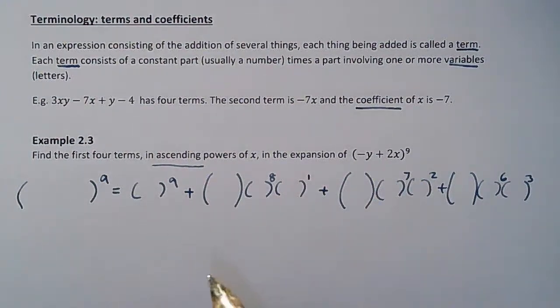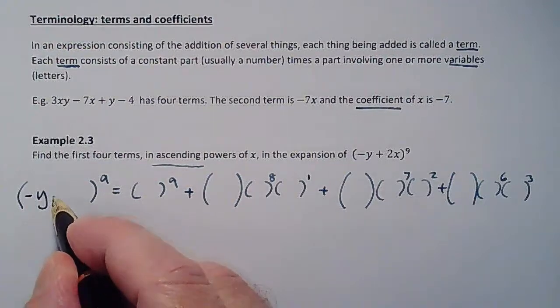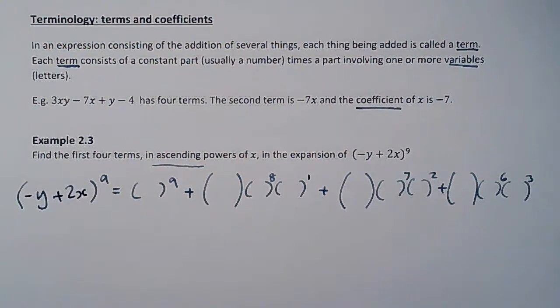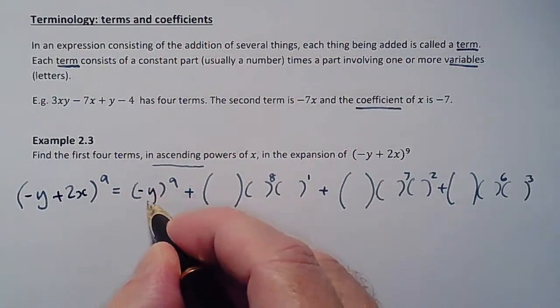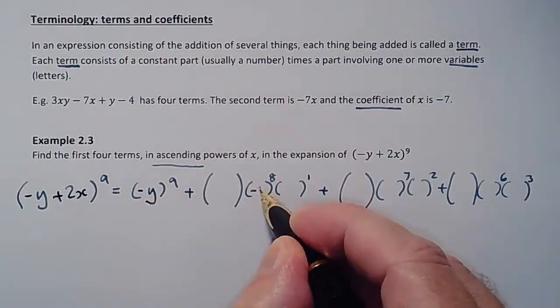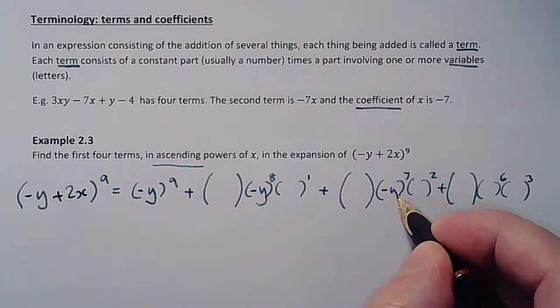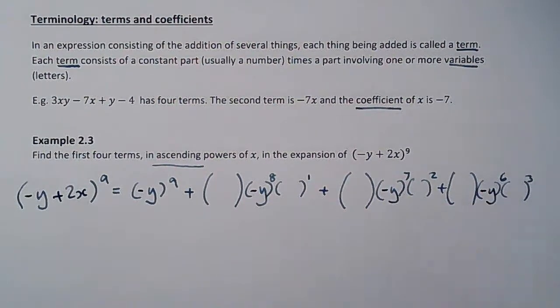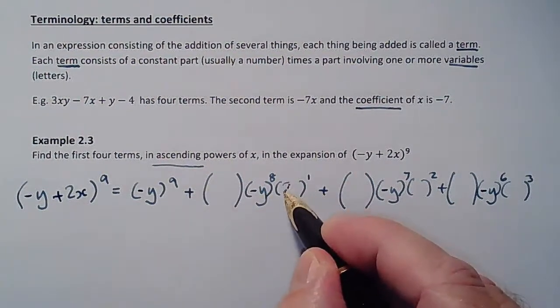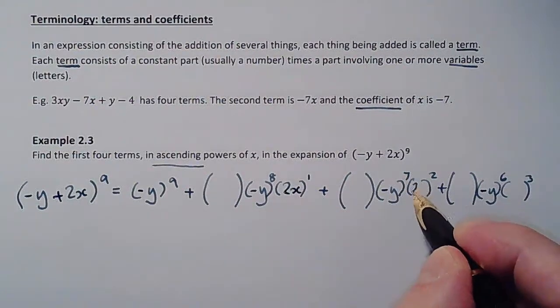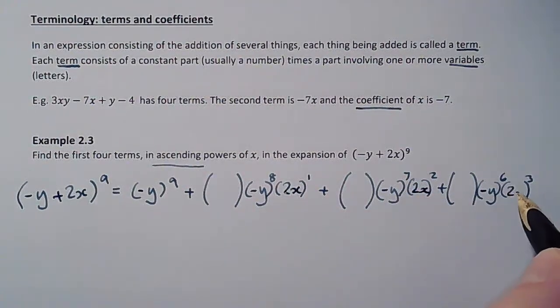So we are going to look at minus y plus 2x to the power of 9, and so the first bracket is going to be minus y, and all the copies of that bracket are going to have minus y in them. Really important, it's minus y, not y, because the minus is going to be raised to powers as well. And for the other bracket it's 2x, and it's really important that the 2 is inside the brackets, because the 2 is going to be raised to the powers. That's why the bracket structure is so important.